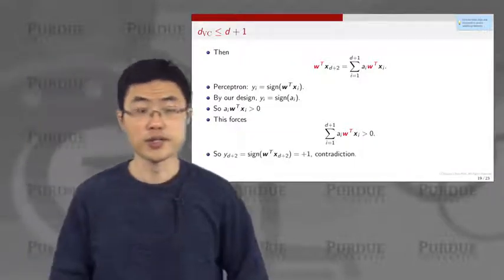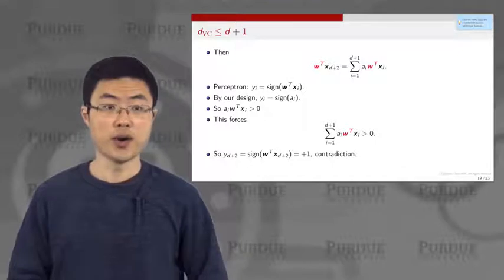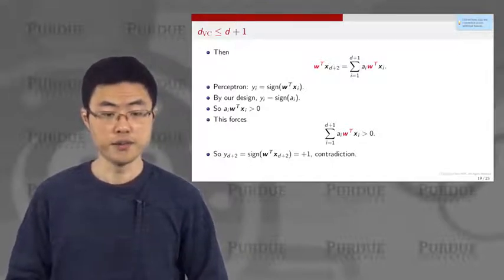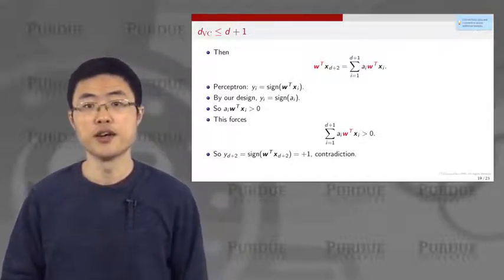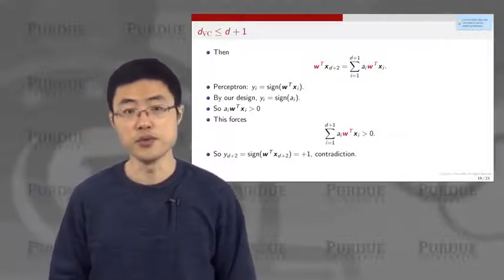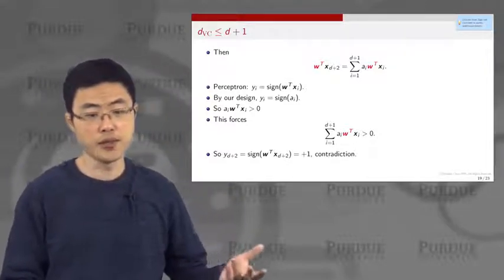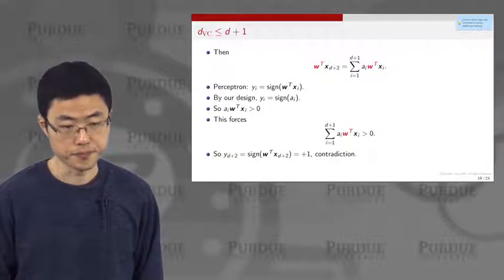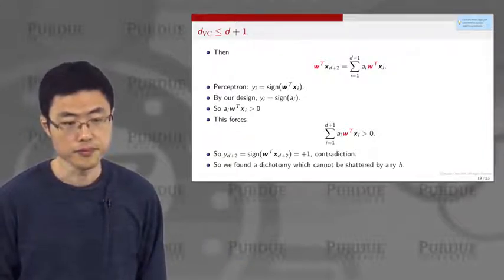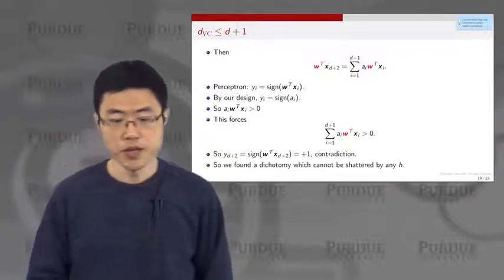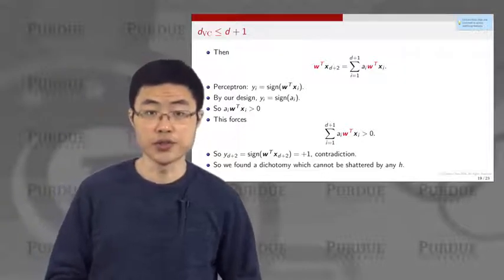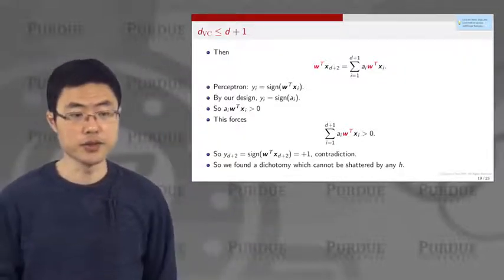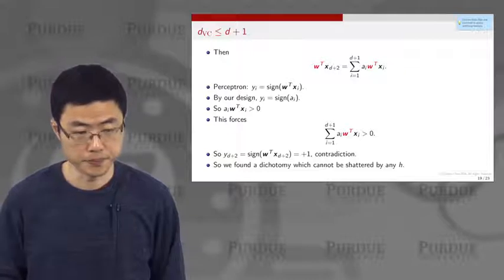And therefore, what is y(d+2)? y(d+2) will become the sign of W transpose x(d+2), and that has to be plus 1, and that would be a contradiction. So we found a dichotomy which cannot be shattered by any h, and therefore we claim that the VC dimension cannot be bigger than d plus 1.